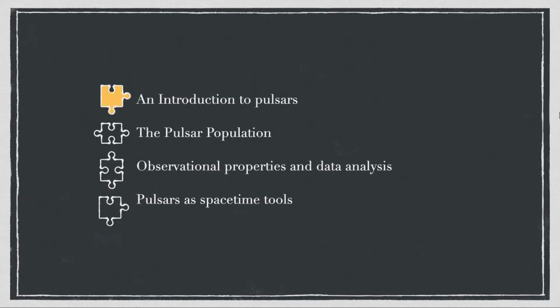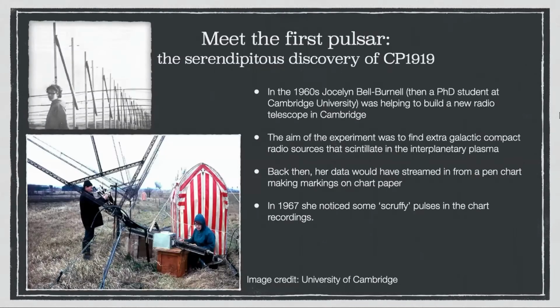All right, so pulsars. The discovery is a really nice story of serendipity in astronomy. The first pulsar was discovered not even that long ago. It was in the 60s. And maybe this name is familiar to you, but back then, Jocelyn Bell Burnell was a PhD student at Cambridge University in England. And she was helping to build this radio instrument, as you can see pictured.